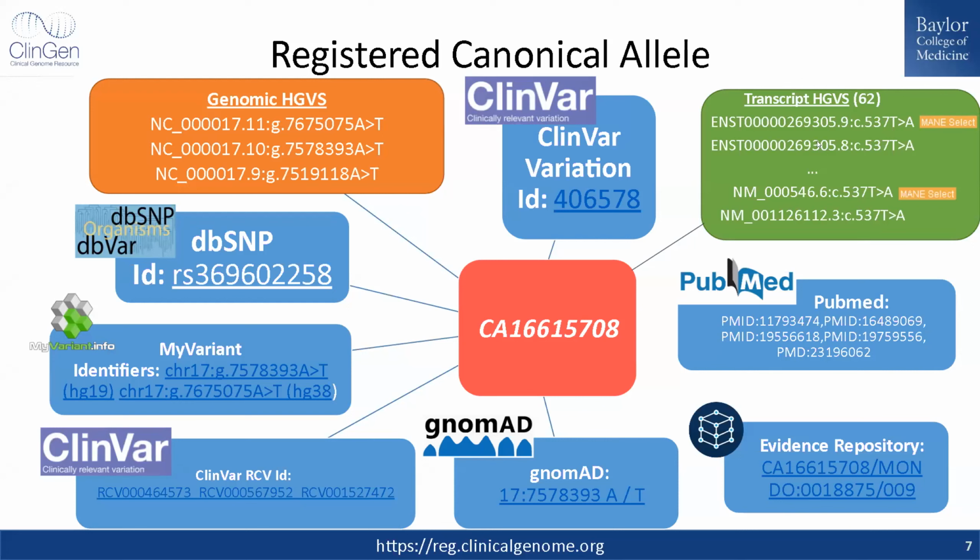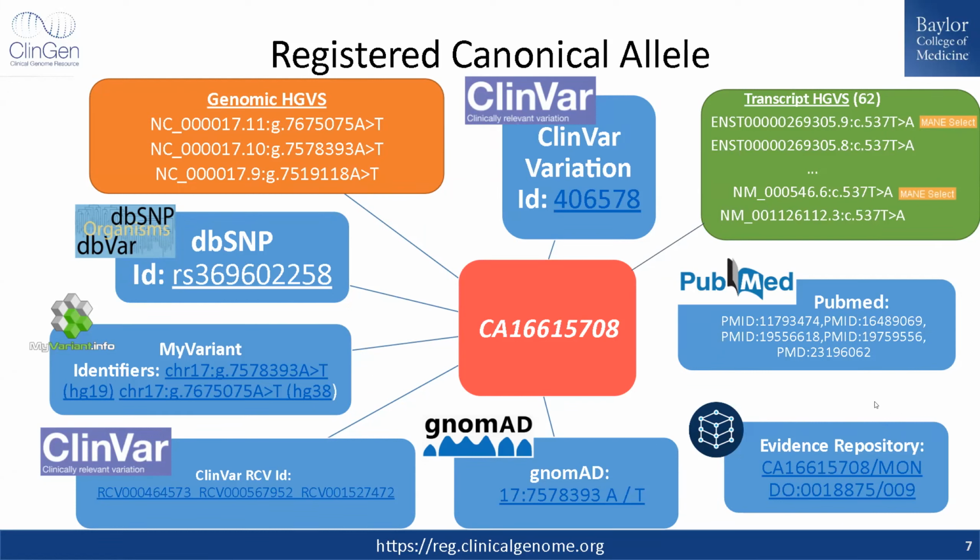We also have 62 transcripts that are represented by this. And you also see that we have the main select for the Ensembl and NCBI transcripts here. And so that's something that you can also find in our structured data, the JSON. Beyond that, we have these links out to ClinVar for the variation ID, as well as the RCV IDs. We also have links out to dbSNP, myVariant.info, gnomAD, PubMed identifications, as well as another, and I need to draw a line here, but for the evidence repository.